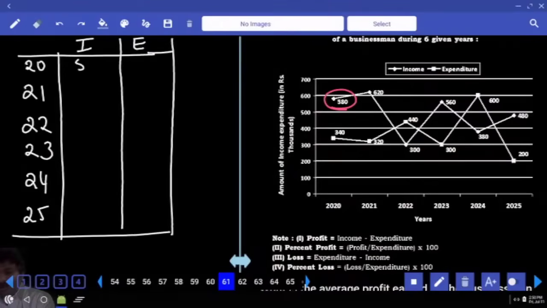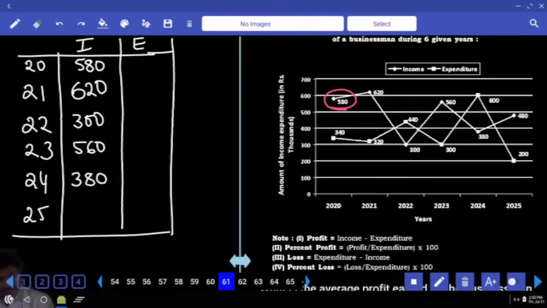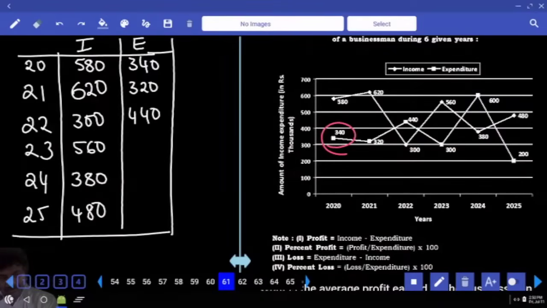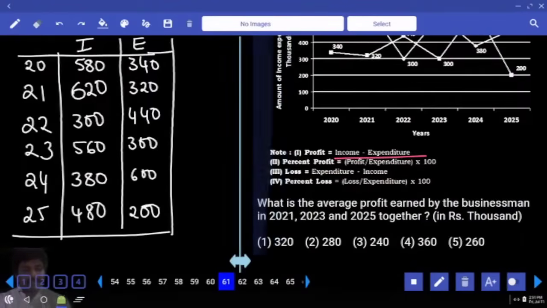Income: start with 580, continue the line. 580, 620, 300, 560, 380 and 480. Expenditures: start with 340, 320, 440, 300, 200. Note, profit is income minus expenditure.